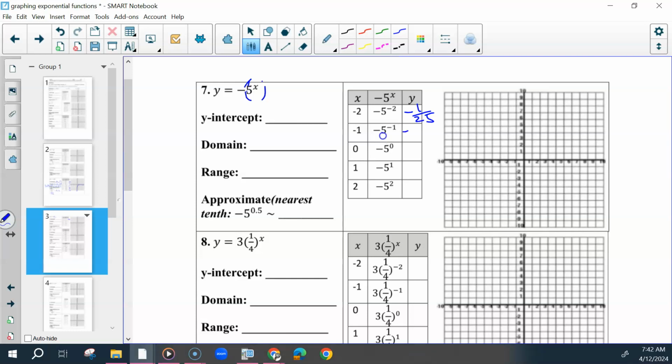So negative 5 to the negative first would be negative 1 over 5. Negative 5 to the 0, negative 1. Negative 5 to the first, negative 5. And negative 0.5. If this one had parentheses, it would be positive. Same thing with negative 5 to the negative second. So it's basically what we just did, but in reverse.